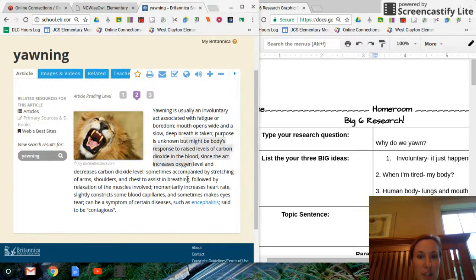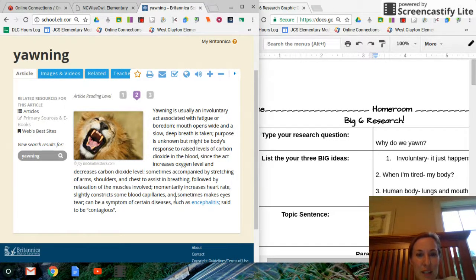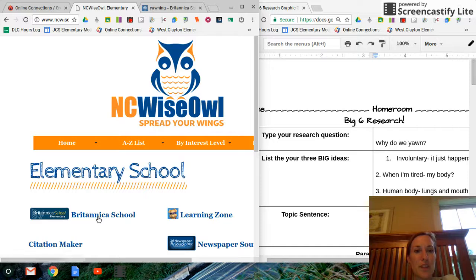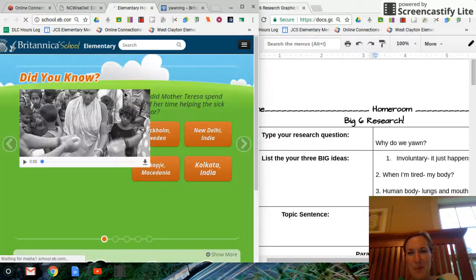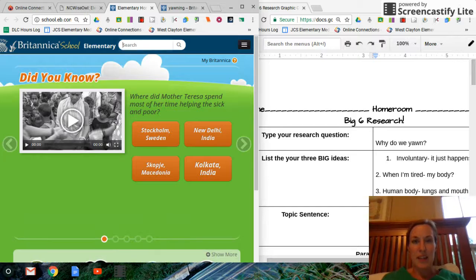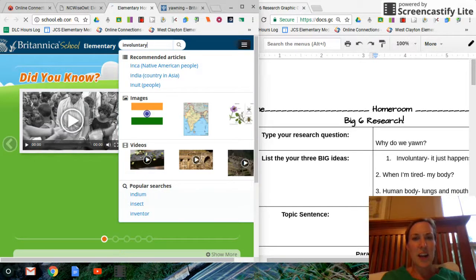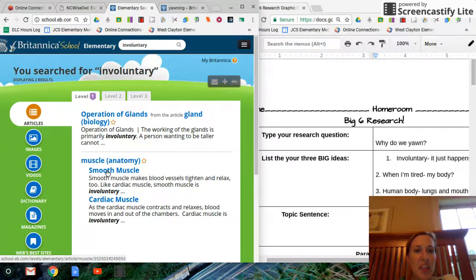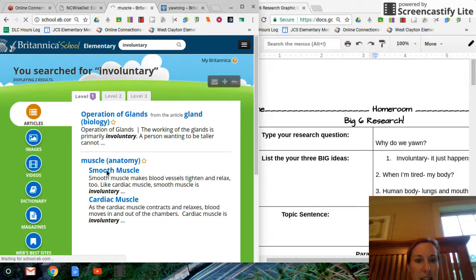Well, I'm going to go back over here to this paragraph, and I think I'm done reading all those words. So I'm going to go back to this tab right here where we began. Back to Britannica. And now I'm going to try looking up the involuntary word. What does that mean? Involuntary. Oh, this is interesting. Muscle anatomy, smooth muscle. I'm going to try clicking that and see what it says.